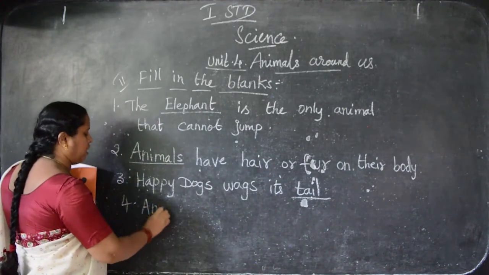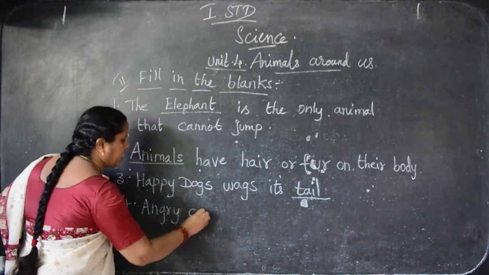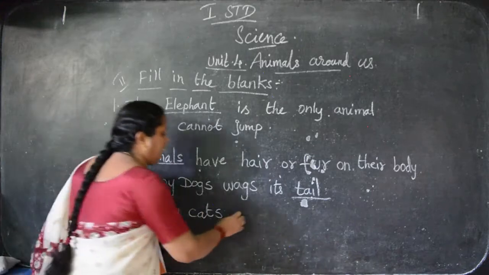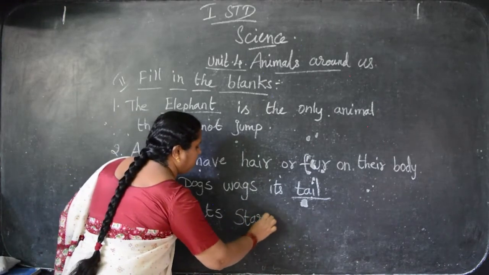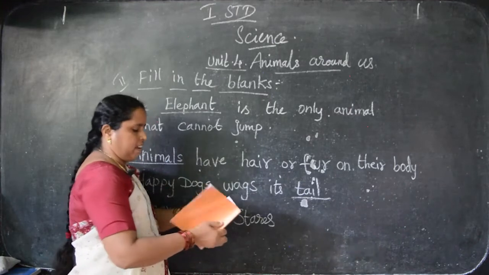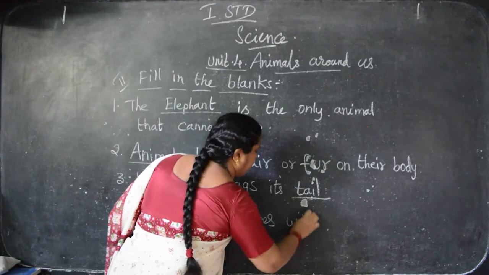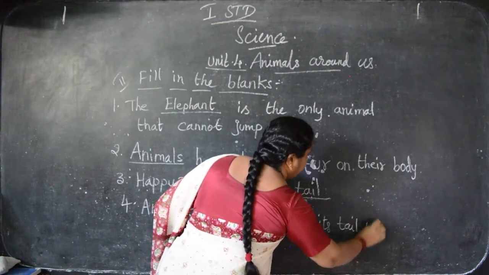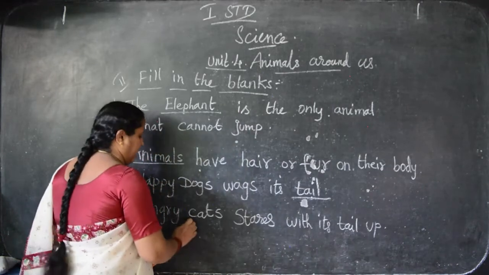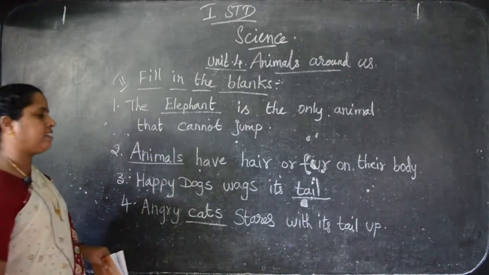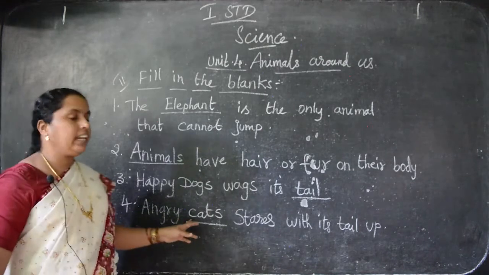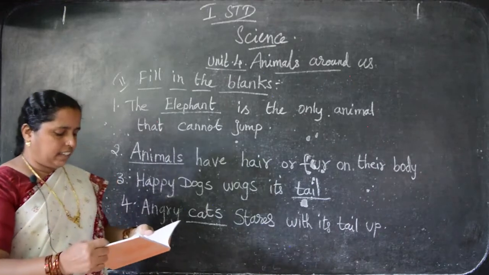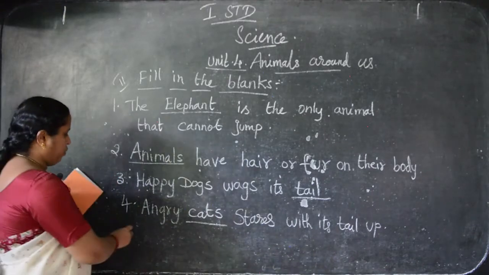Next, fourth one. Angry, A-N-G-R-Y. Angry cats, C-A-T-S, cats. Stares, with its tail up. W-I-T-H, with, I-T-S, its. Angry dash stares with its tail up. Yes, cats. In the dash what do you have to write? Cats, C-A-T-S, cats.